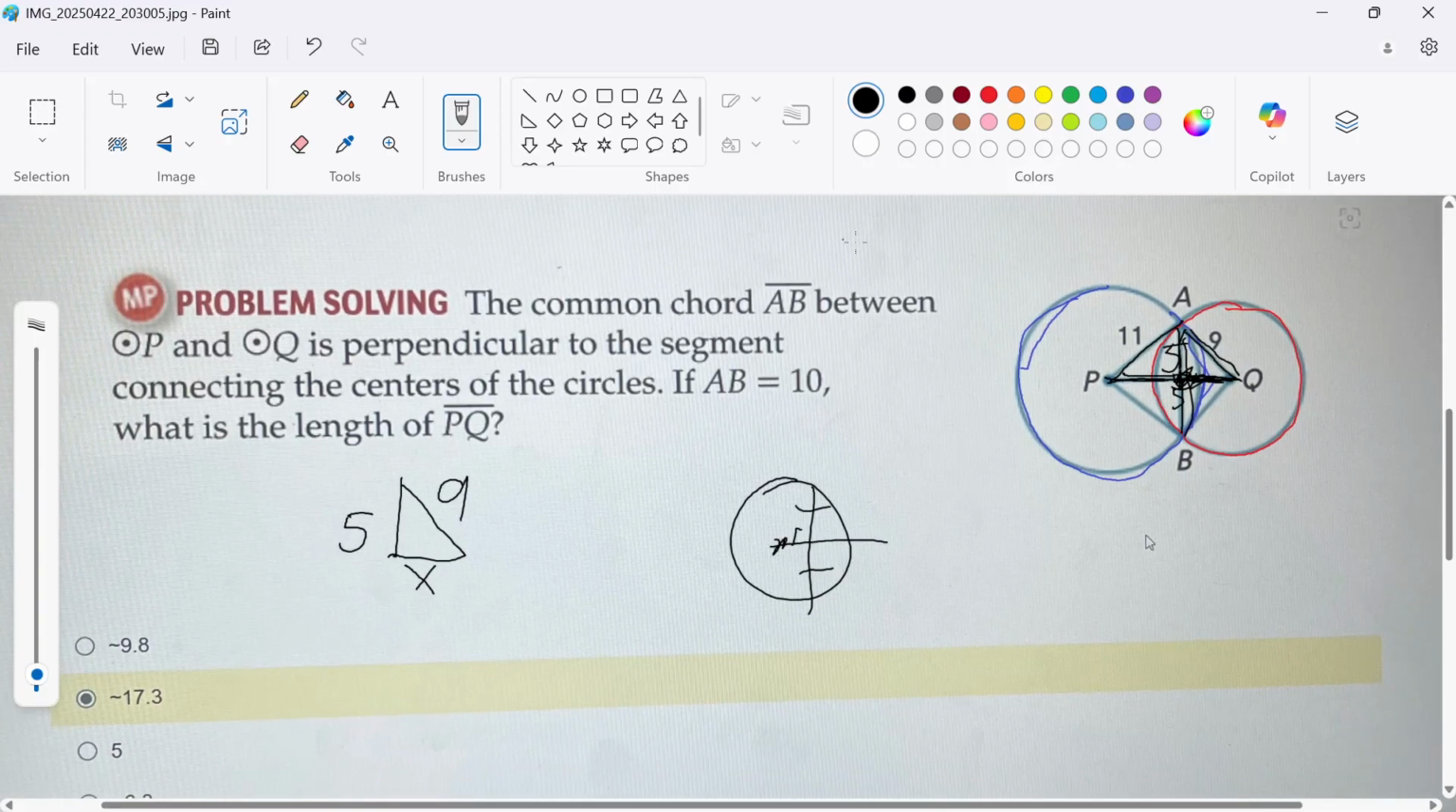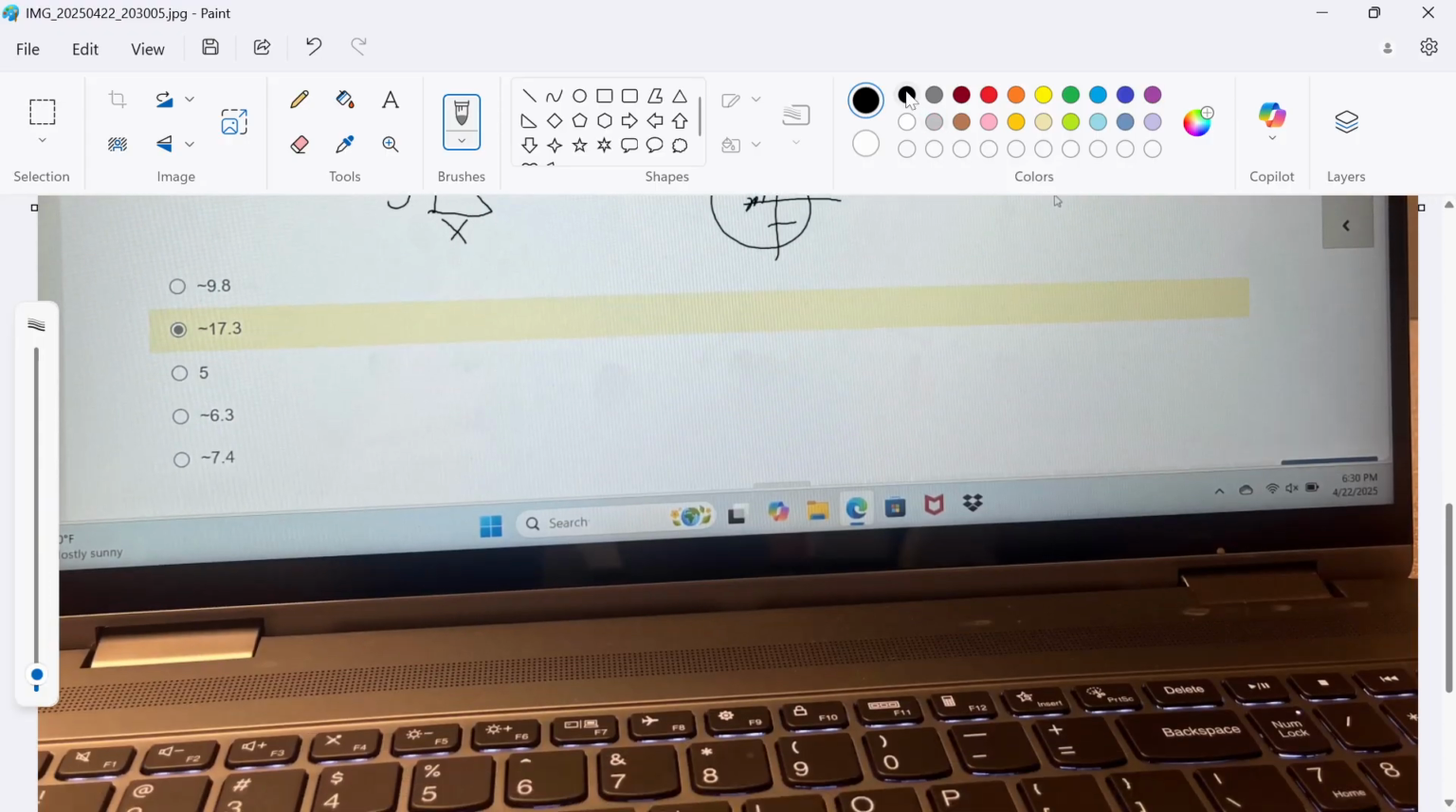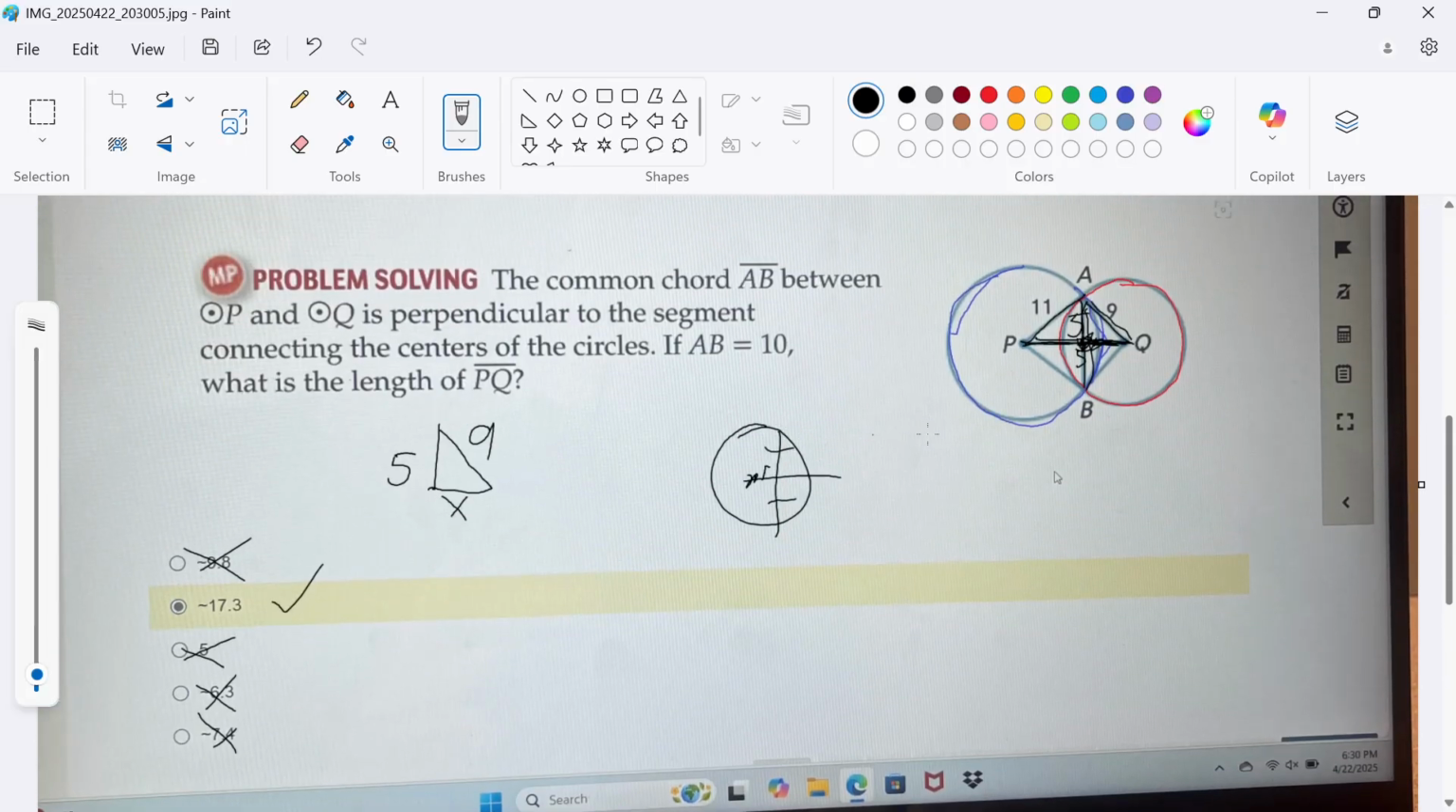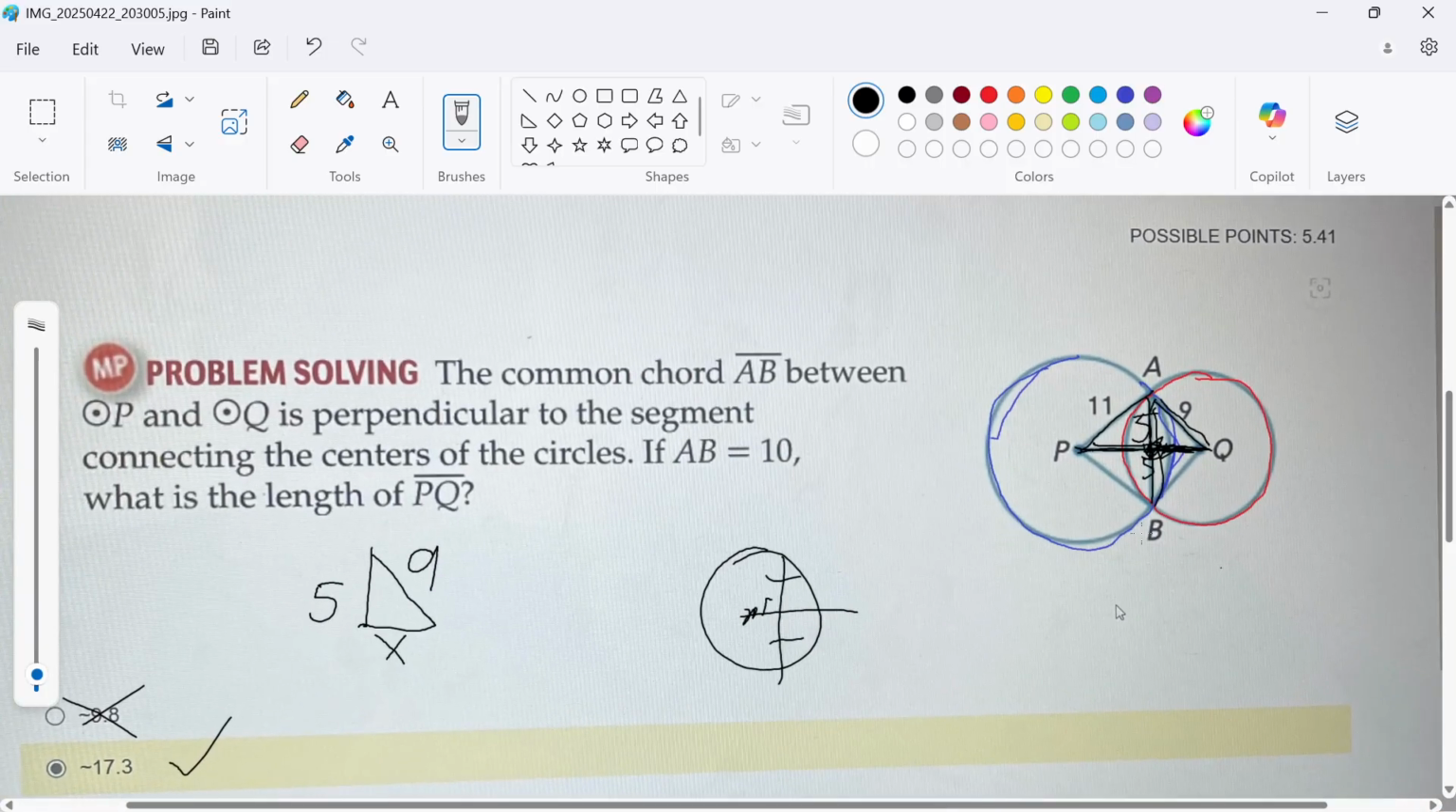Let me look at the answer choices. I just want to do this first. 9.8 is smaller than 11, can't be. 5 is smaller than 11. 6.3 is smaller than 11. Those are not negatives, those are approximations. 7.4 is smaller than 11. It's got to be that one. PQ looks bigger than 11. It's bigger than 10, it's bigger than AB, and it's bigger than 11.